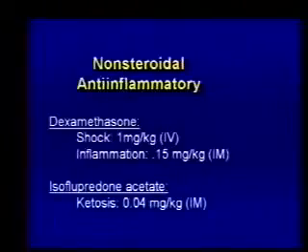Continuing with the anti-inflammatory drugs, in this case these are steroid agents: dexamethasone. For shock, 1 milligram per kilogram IV. Inflammation, if we want to reduce the inflammation, 0.15 milligrams per kilogram IM. And there's isoflupredone acetate for treatment of ketosis. We can go with 0.04 milligram per kilogram IM. The inflammation dose here is for dexamethasone, which is also good for ketosis.